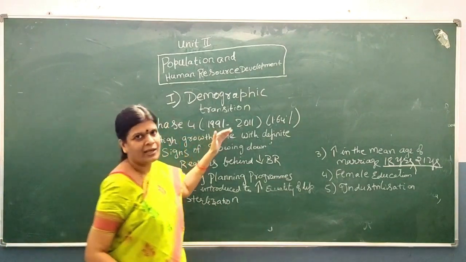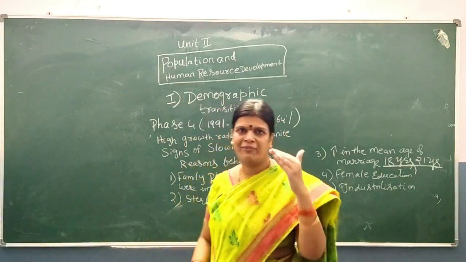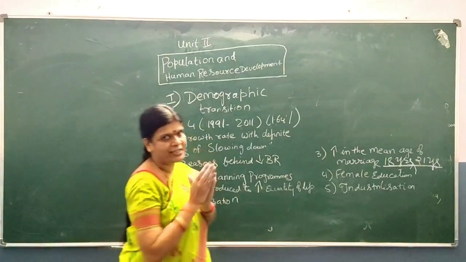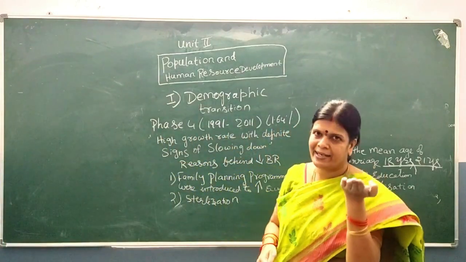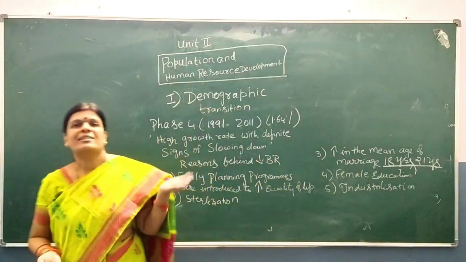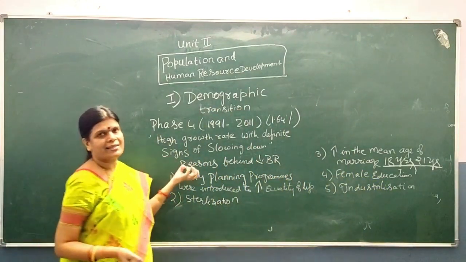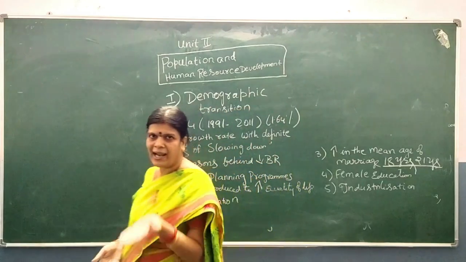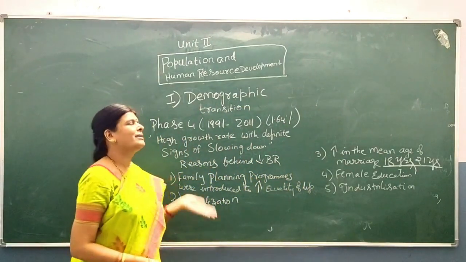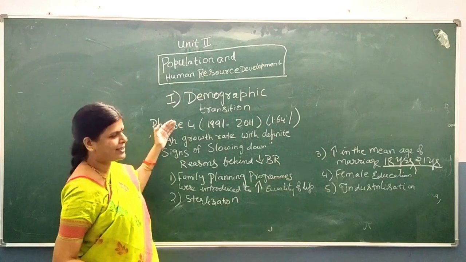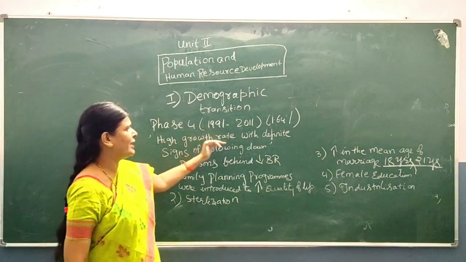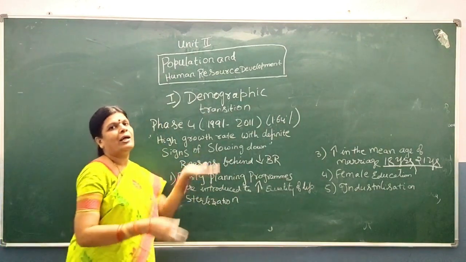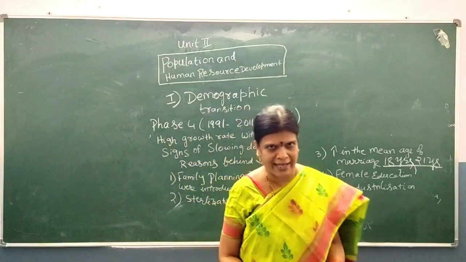From the first stage, growth rate was very low. Why? The first stage is called stagnation, where both birth rates and death rates are high. The second stage is the stage of population explosion, where birth rates are high, death rates are less. The fourth stage is called high growth rate with definite signs of slowing down, where birth rates are low and death rates are also less.